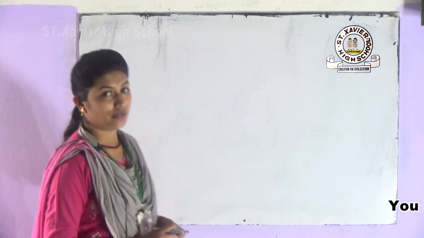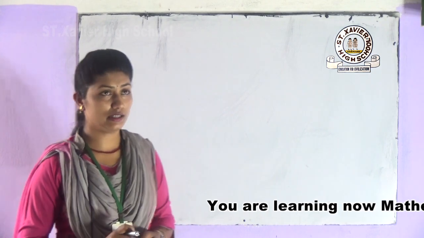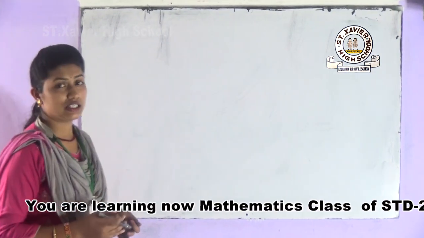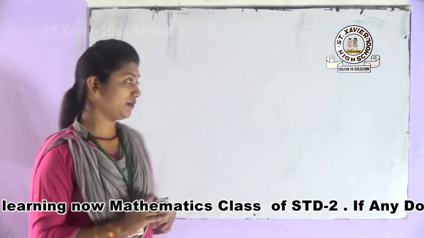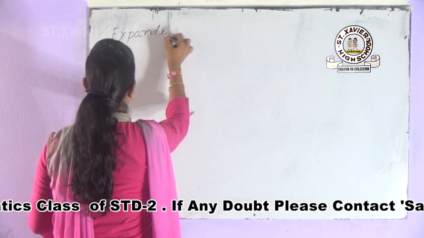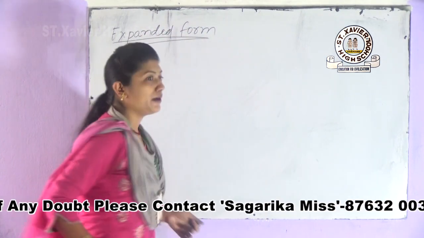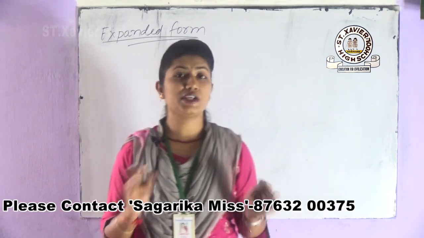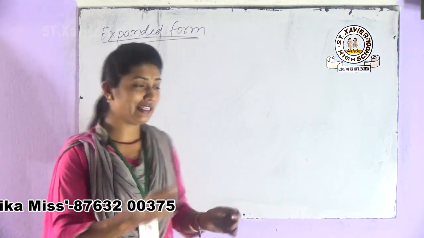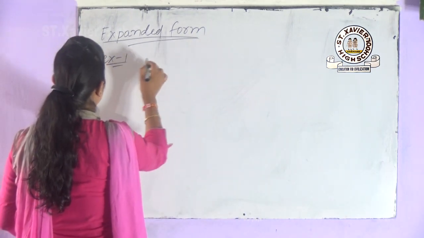After place value and face value, you will learn expanded form that you learned in your previous year. So now we will discuss some more digits for expanding. Write down expanded form. Expanded form means expansion of the digit, the place value of the digit, expansion of the place value. Write down, I will give an example.